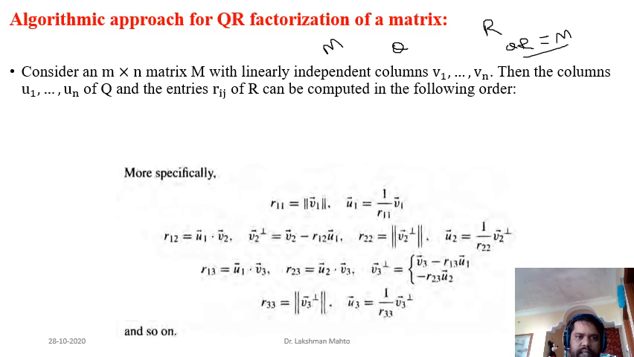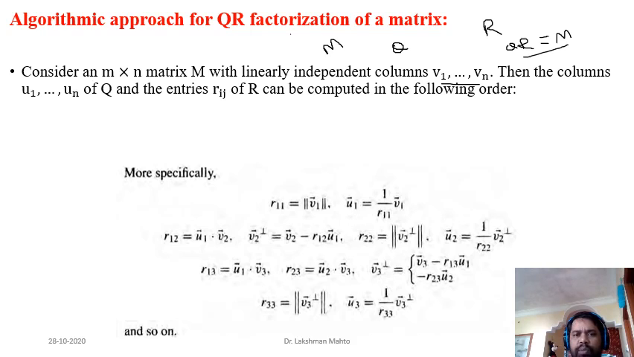I'm giving something more. I will talk about the algorithmic approach of finding QR factorization. So we consider an m by n matrix with linearly independent columns V1 to Vn. I am directly putting this algorithm. The last algorithm was with respect to the Gram-Schmidt orthogonalization process with respect to basis elements. Now we are transforming this from a matrix perspective. Both are equivalent representations, there is no difference.